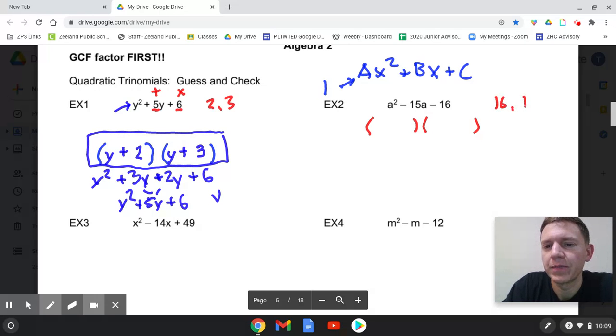Okay. 8 and 2, 8 plus 2 is 10. That's not going to get me to 15. 4 and 4 multiply to be 16, but 4 plus 4 is 8. That's not going to be 15. So 16 and 1. Well, I can manipulate 16 and 1 to get 15.